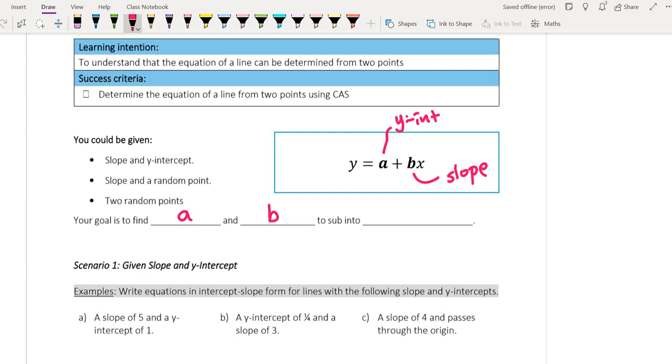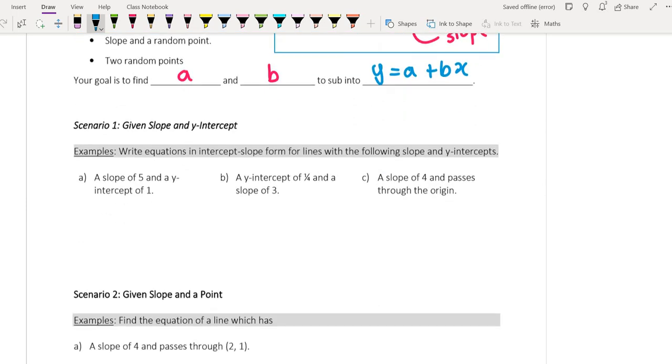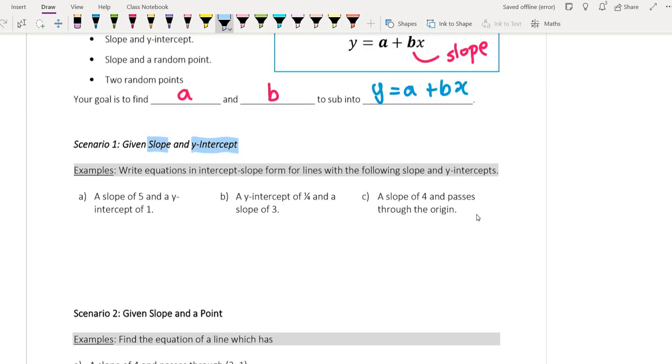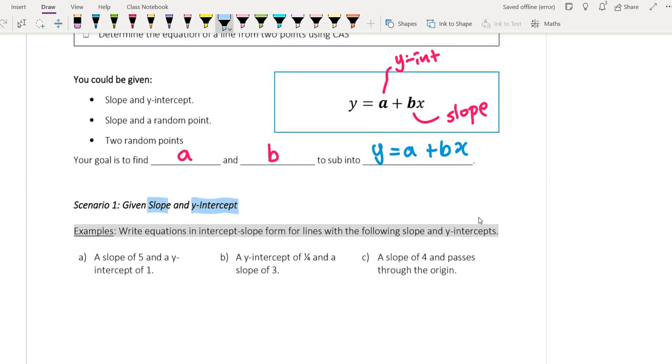And then we want to substitute these into our format so that we have an equation where a and b are numbers, not letters. So here's an example where we're given the slope and y-intercept. This is our best scenario possible, because we know the y-intercept is just going to go into a, and the slope is going to go into b.